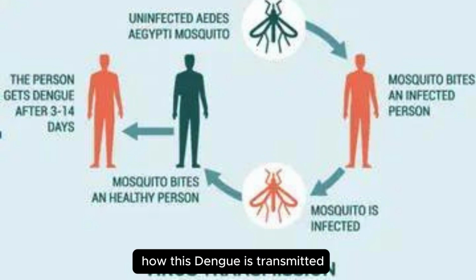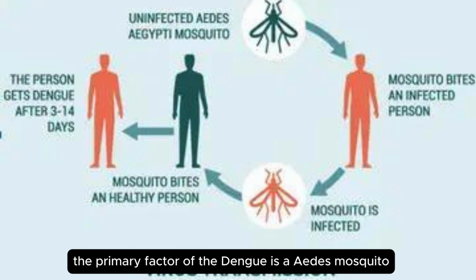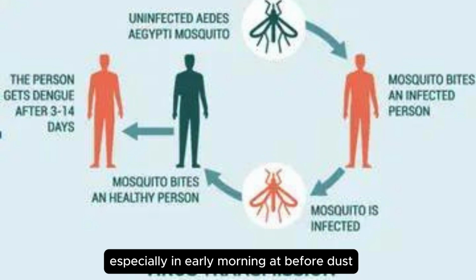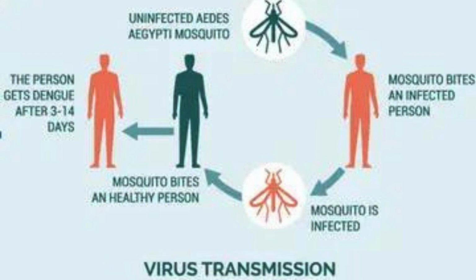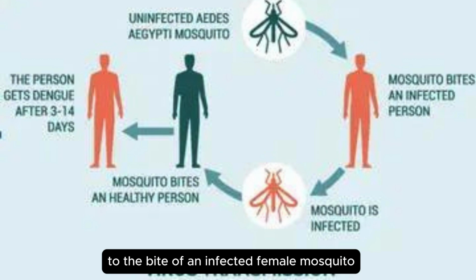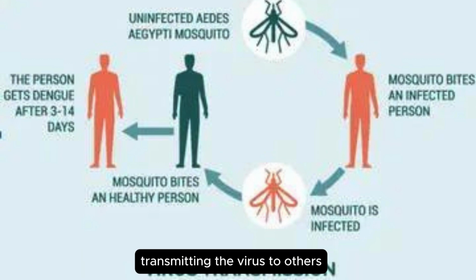Now, how is dengue transmitted? The primary vector of dengue is the Aedes mosquito, and these mosquitoes are typically active during the day, especially during early morning and before dusk. Dengue is transmitted to humans through the bite of an infected female mosquito. Once infected, the mosquito remains infected for life, transmitting the virus to others during subsequent bites.